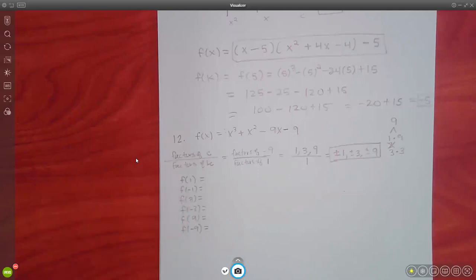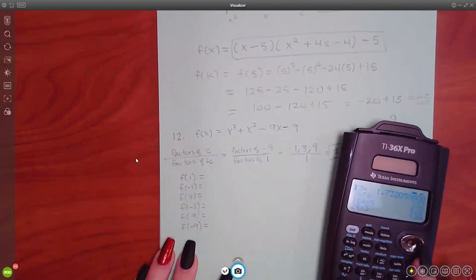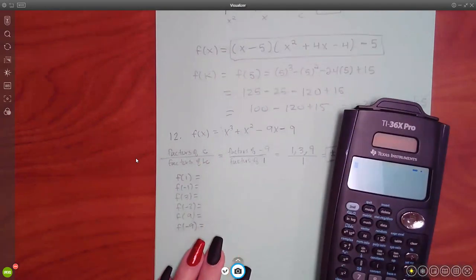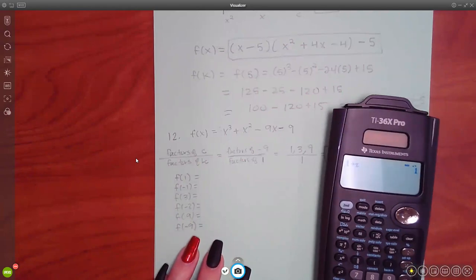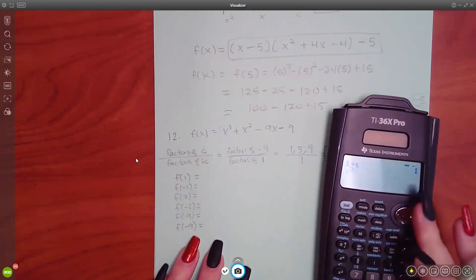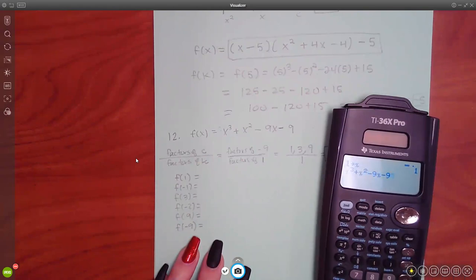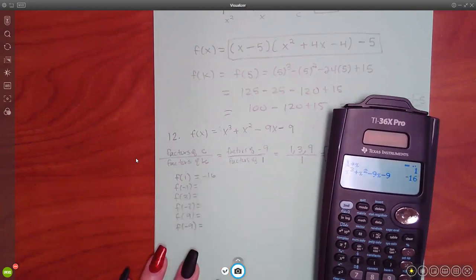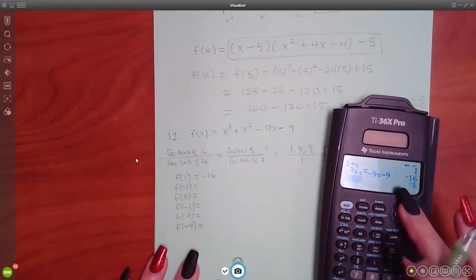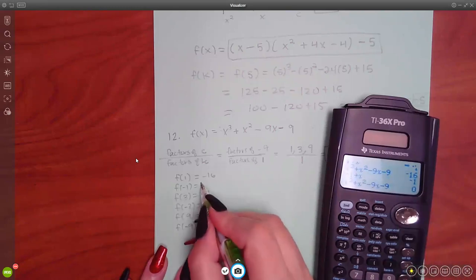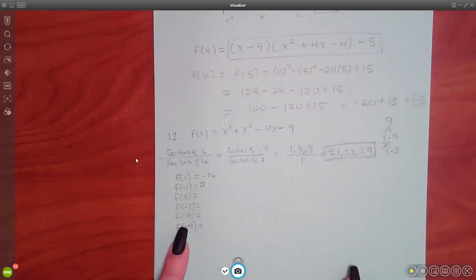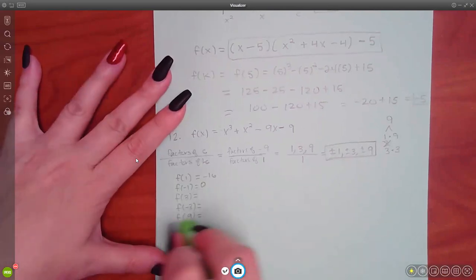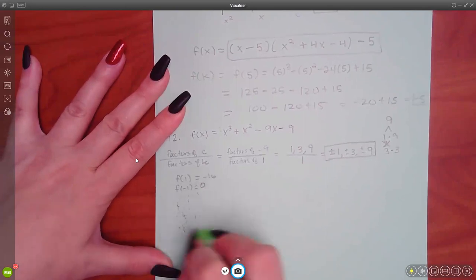So let's go program our calculator so we can figure out which of these is going to be the one to use, okay? So let's see, 1 stores in x, and then we're going to type in x to the power 3 plus x squared minus 9x minus 9. And so when I hit enter, it's going to plug in 1. I get negative 16. Now I'm going to save the next value, plug it in. I get 0. So we got lucky. We got it real fast, right? So we don't need to do these. We can just erase them. I wasted time writing them down.